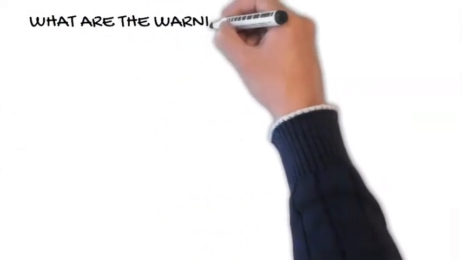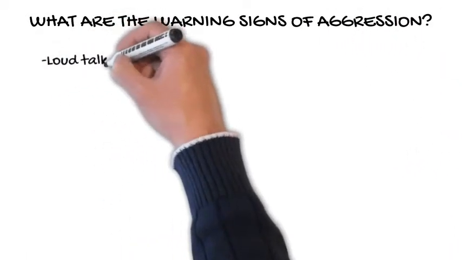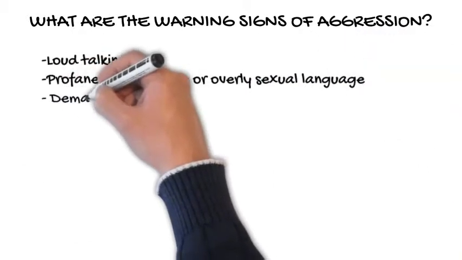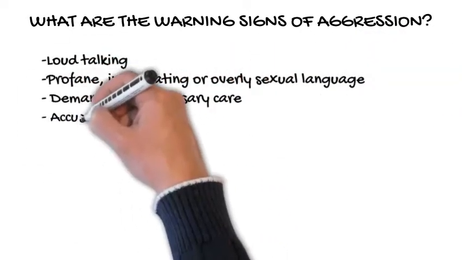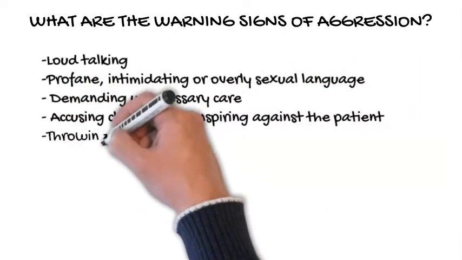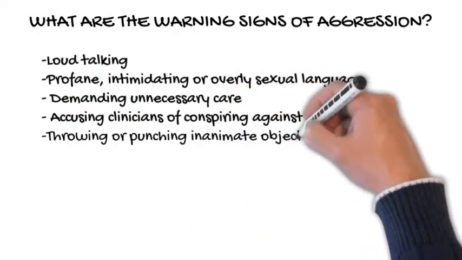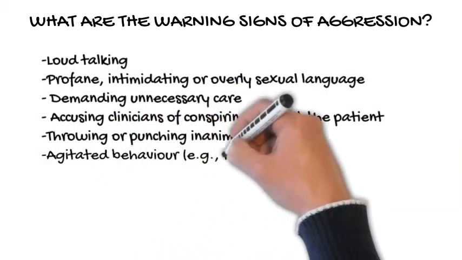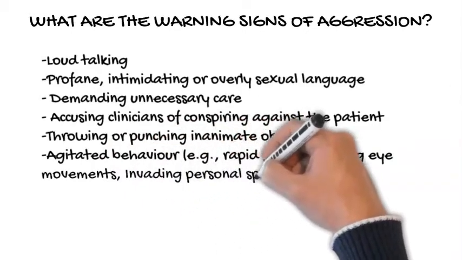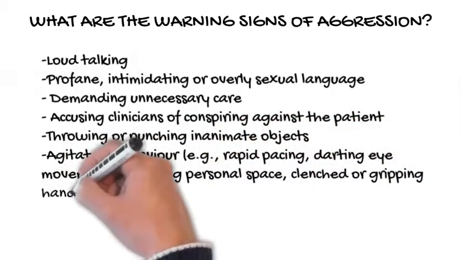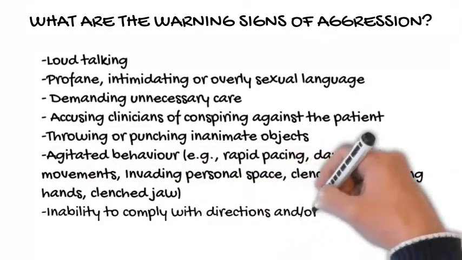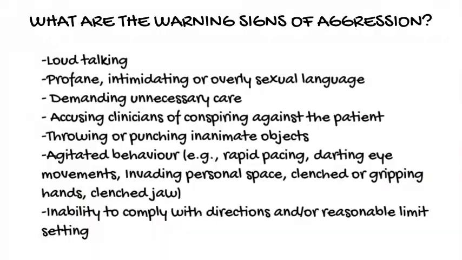What are the warning signs of aggression? Loud talking. Profane, intimidating or overly sexual language. Demanding unnecessary care. Accusing clinicians of conspiring against the patient. Throwing or punching inanimate objects. Agitated behavior, for example, rapid pacing, darting eye movements, invading personal space, clenched or gripping hands, clenched jaw. Inability to comply with directions and/or reasonable limit setting.